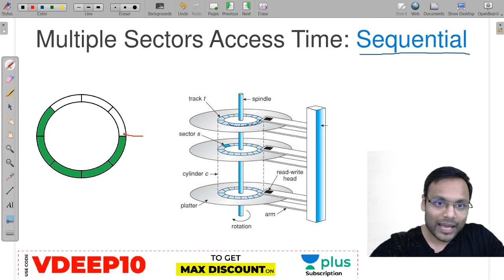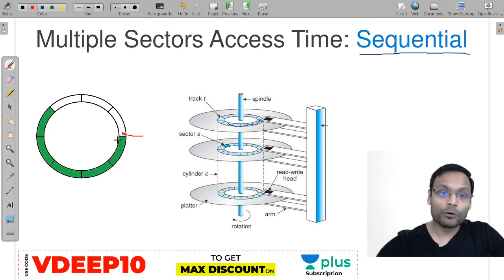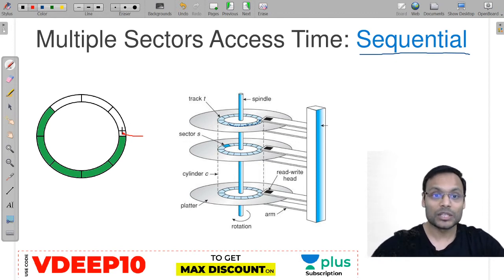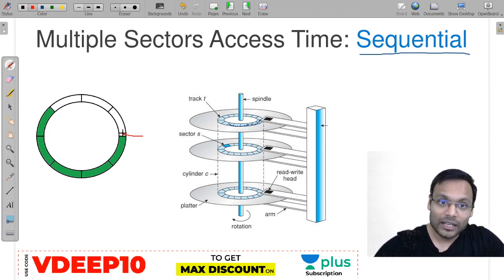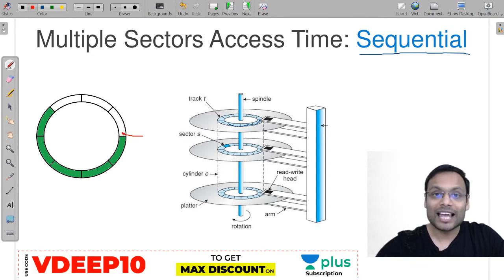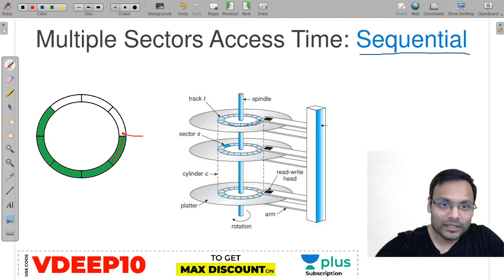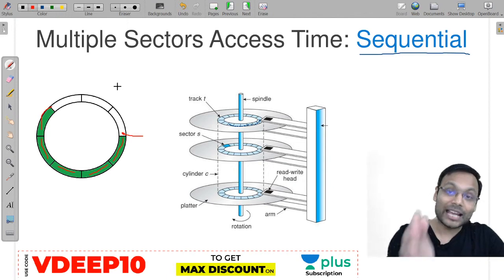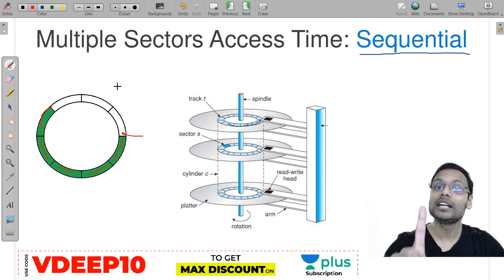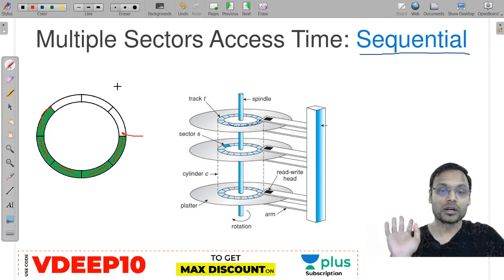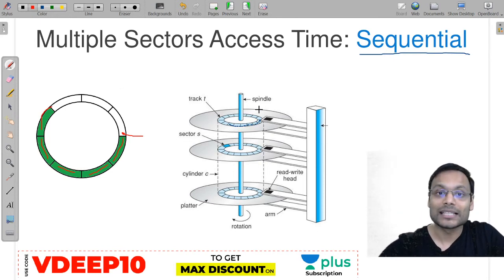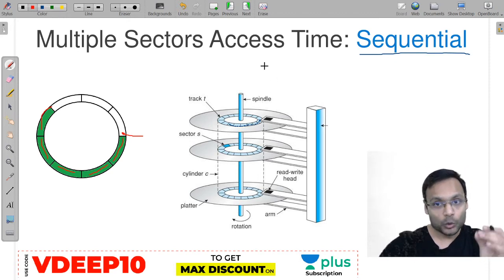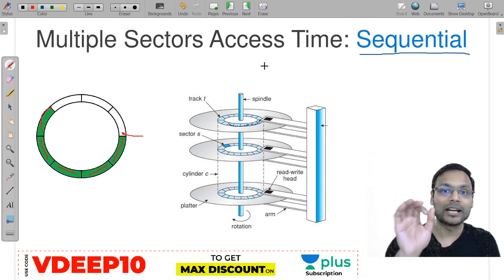I want to transfer 5 or 4 or some multiple sectors which are stored sequentially. Once I reach the starting sector, I will rotate the disk. Hence I will only transfer and work done. So I will require multiple times transfer time, only one time traveling time. Traveling time means seek time and rotational latency. Traveling means to reach that particular starting sector, which I have called traveling time here, which includes seek time and rotational latency, right?